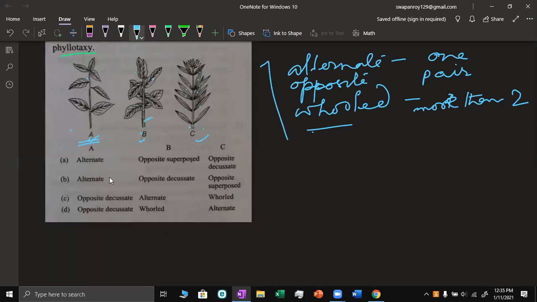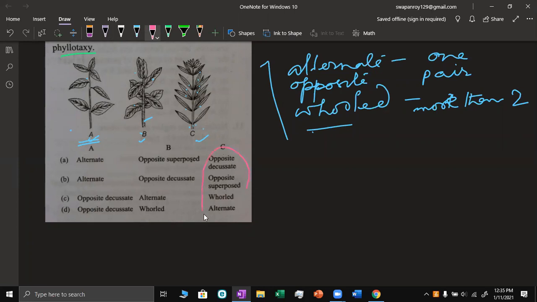This is the question. This one, C will be the answer. Oh no, C cannot be. C cannot be the answer. Alternate, opposite, opposite superposed, opposite decussate. Now in this question the options are wrong.